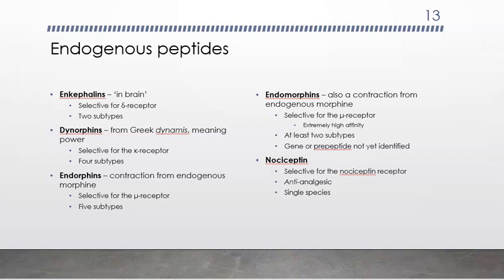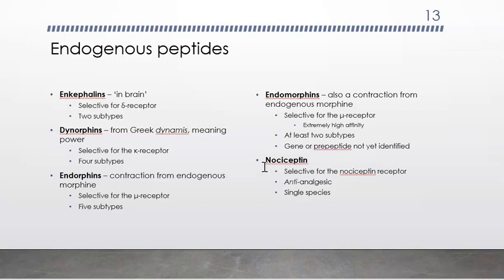So we talked about a bunch of opioids before, but now let's talk about some of the specific endogenous peptides that bind at the opioid receptors. There are 5 here. One of them, nociceptin, is probably a little familiar because it's the one that the nociceptin receptor is named after. So nociceptin binds to the nociceptin receptor.